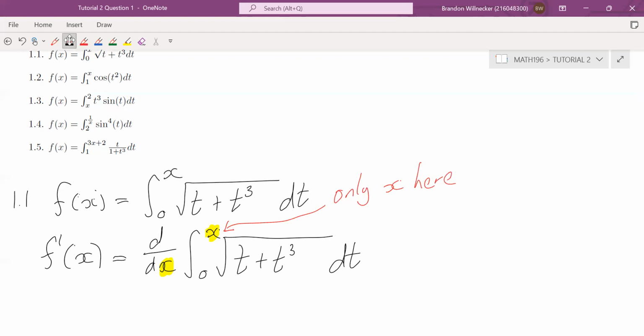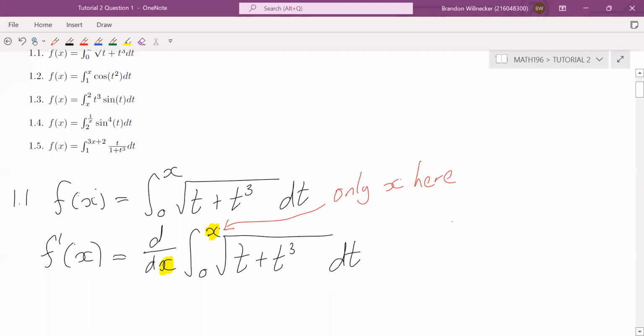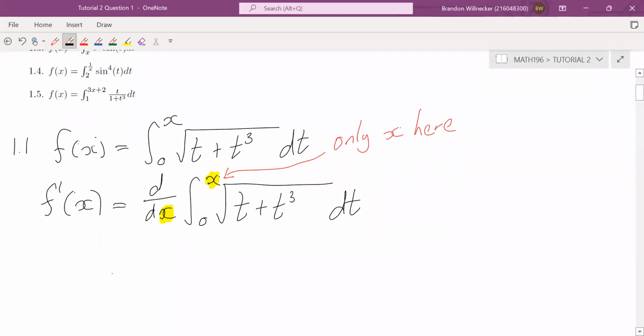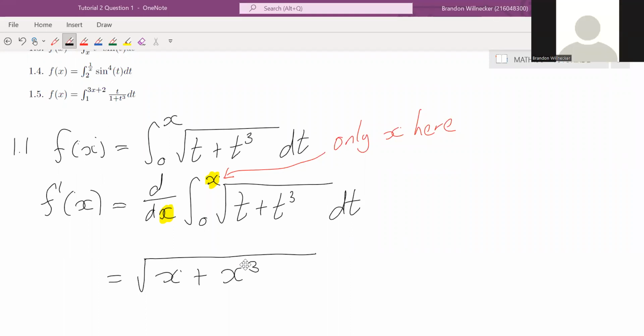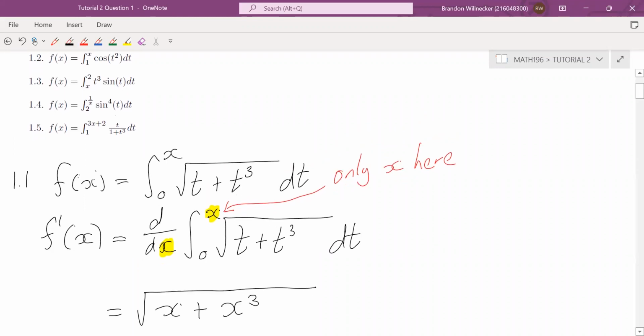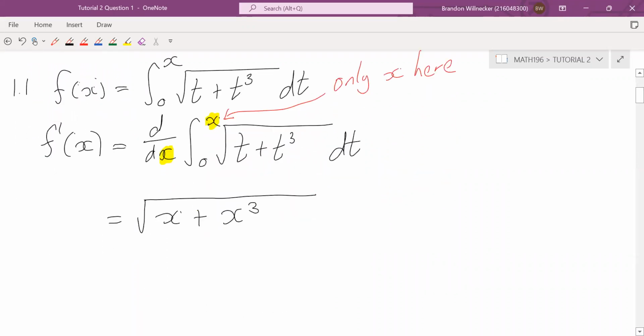Since we only have an x over there, we can use FTC part 1. The derivative and the integral cancel, and we're just left with the function evaluated at x. So it's going to be square root of x plus x cubed. Wherever there was a t, we now evaluate that at x. So that's the simple fundamental theorem of calculus part 1.